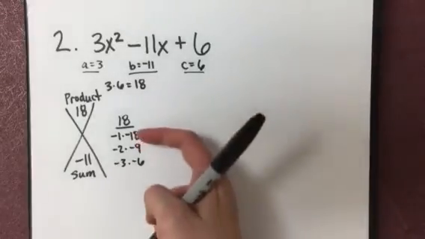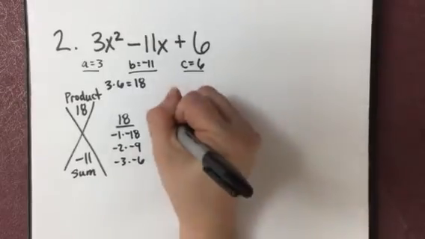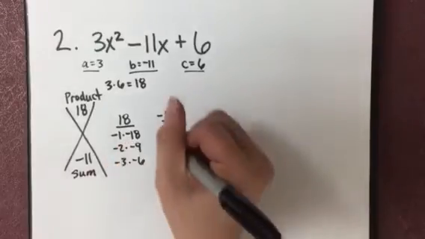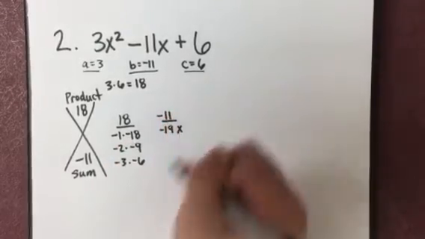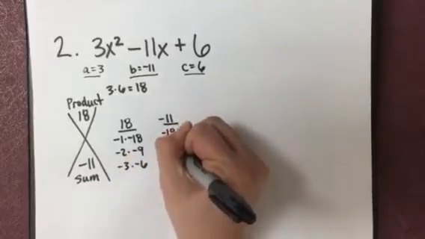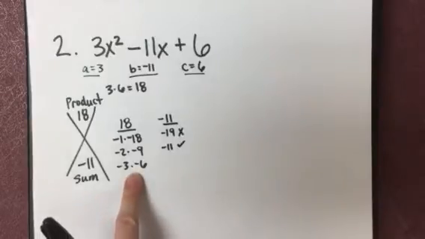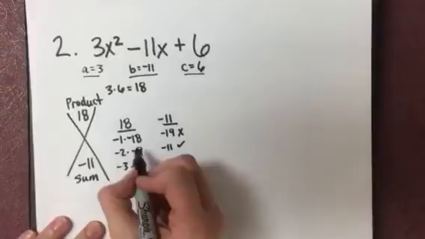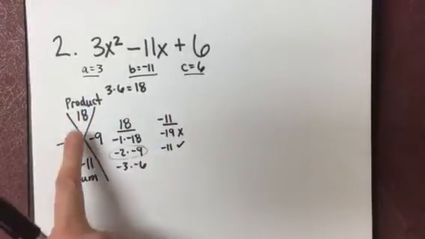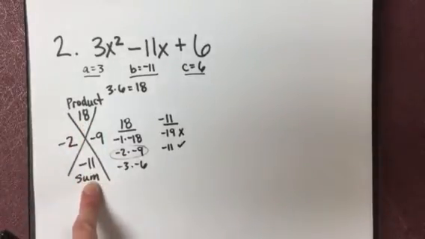Find the sum of these numbers now that will give you a negative 11. Negative 1 plus negative 18 gives you negative 19, so that will not work. Negative 2 plus negative 9 is negative 11. That's the one we need. It would not be necessary to go further and check anymore because you found the one you want. Negative 2 and negative 9 give you a product of a positive 18 and a sum of a negative 11.